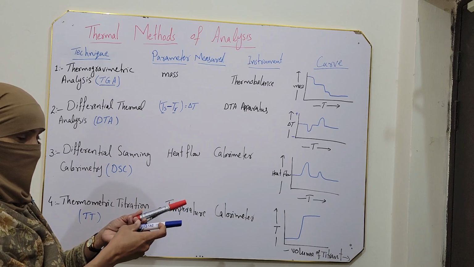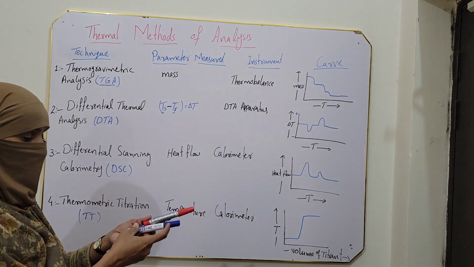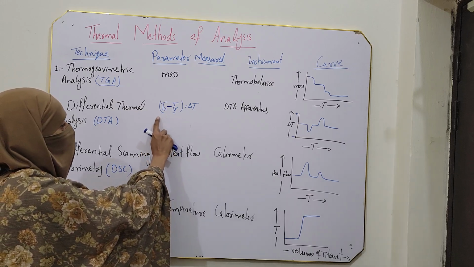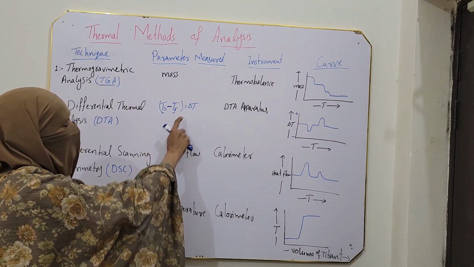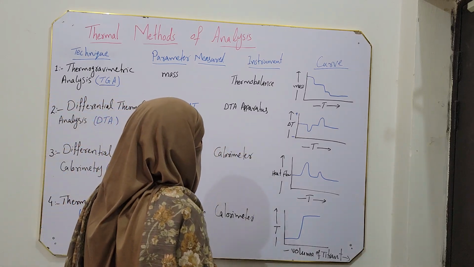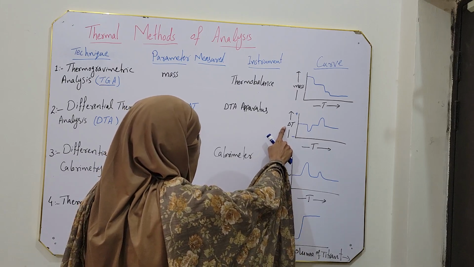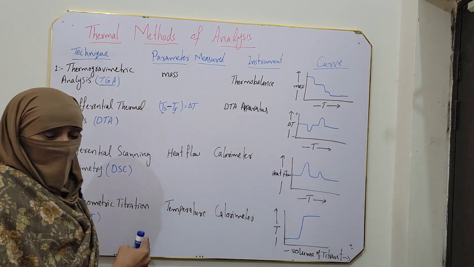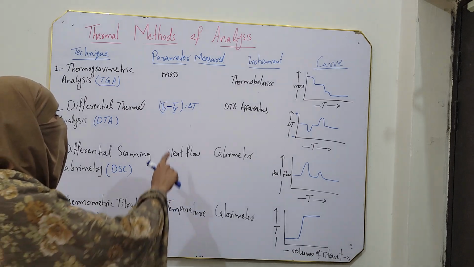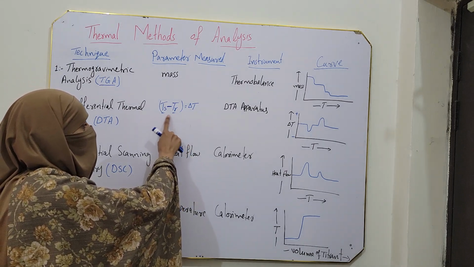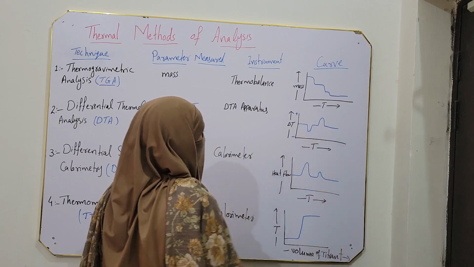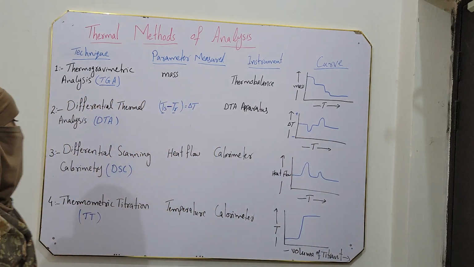Due to different changes like endothermic or exothermic changes, the temperature of the sample changes from the reference, and this difference of temperature, delta T, is recorded. A DTA apparatus is used for the purpose, and the difference of temperature is recorded as a function of temperature. When temperature is gradually increased, the difference of temperature between sample and reference is recorded, and you obtain this type of curve for DTA.